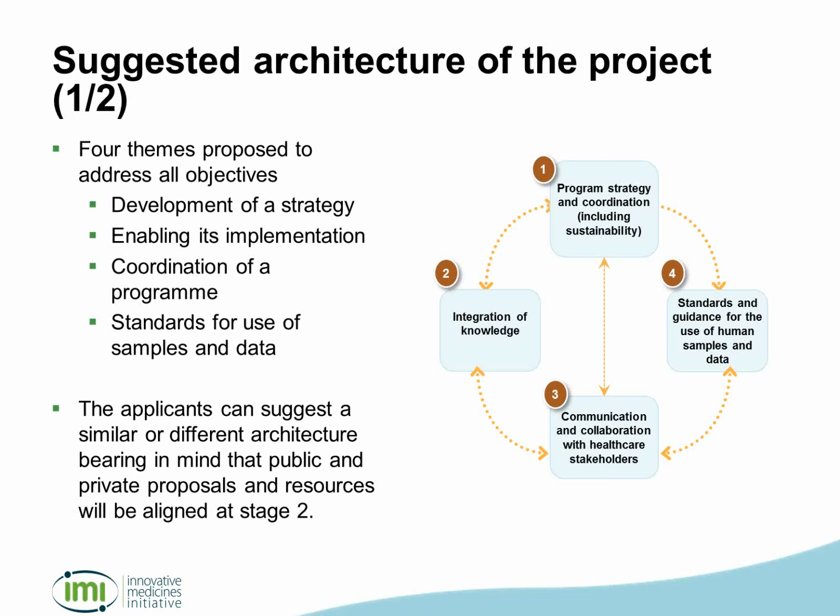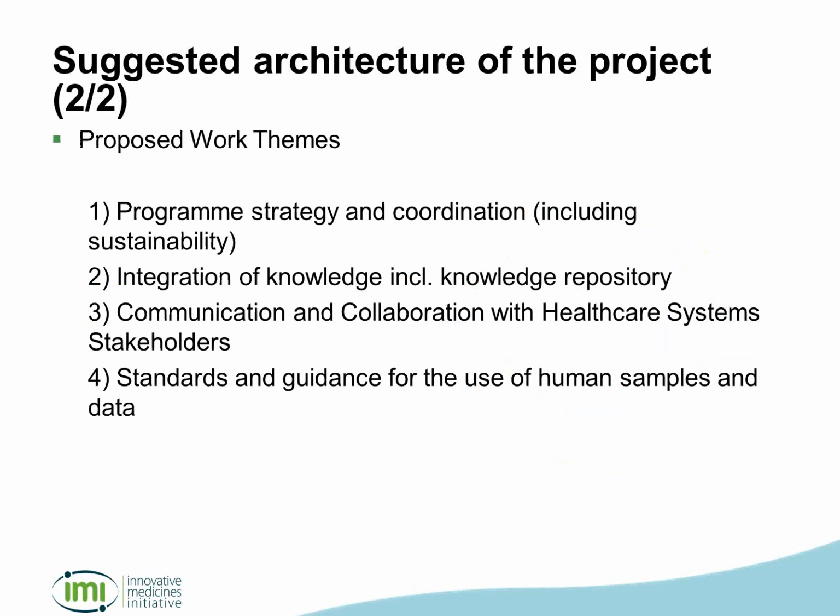So what is the suggested architecture of the project? As already mentioned, we have the 4 different key themes that are proposed by the private consortium. So we have the program strategy and coordination, the integration of knowledge across the different disease-specific topics. We will communicate and collaborate with healthcare stakeholders, and then we have the data privacy work team. Of course, other structures can be suggested as well. This is just a proposal that comes from the private sector. So next slide. Yeah, this is actually, again, the program strategy and coordination, so the proposed work teams, but as said, there can be some deviations from that as well. Next slide.